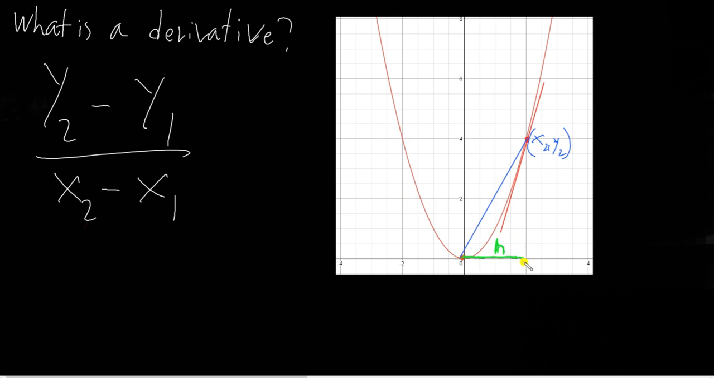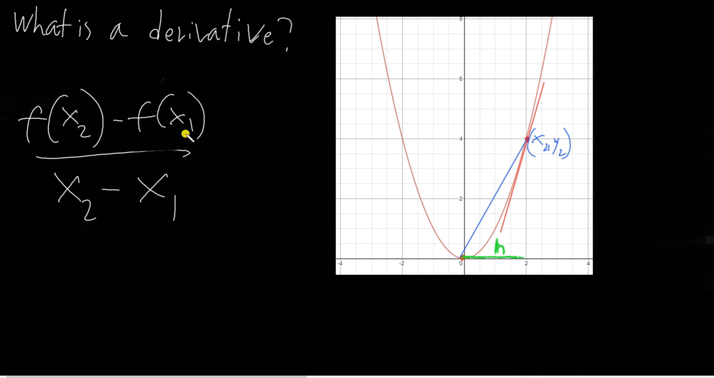So now that I've defined my variable h, I can start getting into the math behind where the technical definition comes from. First of all, y is just f of x, so I can replace my y's with f of x's. So f of x2 minus f of x1, right?